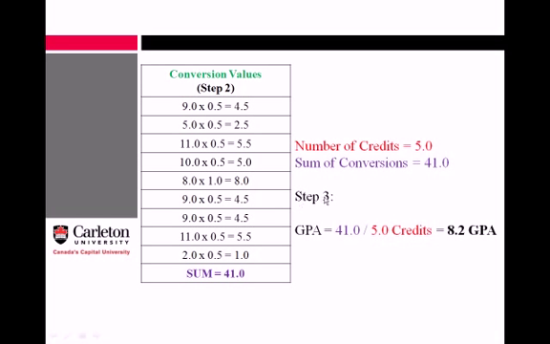So step 3 dictates that your GPA is equal to the sum of the conversions, right here, 41.0, divided by the total number of credits. This is from the table that I showed you, the large table 2 slides ago. Total number of credits. So GPA equals 41.0, sum of the conversions, divided by 5.0 credits, your total credits, which yields a GPA of 8.2. And that's it. That's the calculation of your GPA.